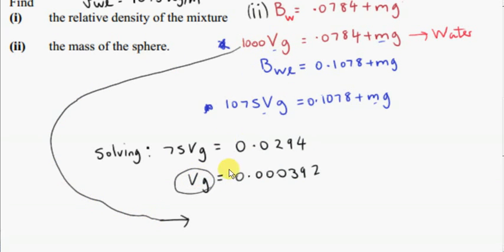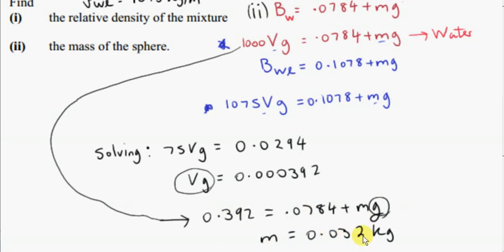So we have 1000 times Vg. 1000 times this here is 0.392, and that must equal the right hand side, which is 0.0784 plus mg. So we subtract 0.0784 from this number and we divide by 9.81 to get the mass of the sphere. To 3 decimal places you will get 0.032 kilograms.